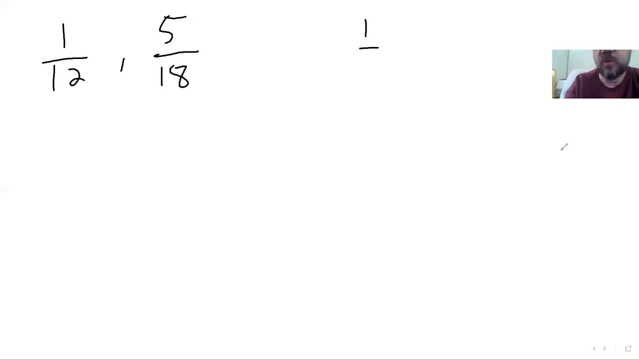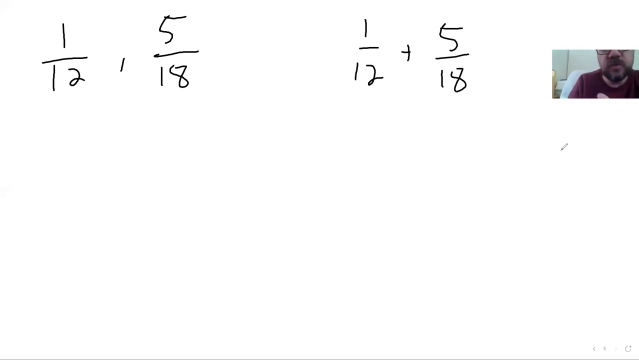So let's say I have 1/12 and 5/18, and I want to add them together. I want to do 1/12 plus 5/18. Well, as we know, 12ths and 18ths are not the same size, and so we can't just add them together. So what we have to do instead is figure out some number they both go into. And like I said, it's going to be 36, but let's see how we come up with that.